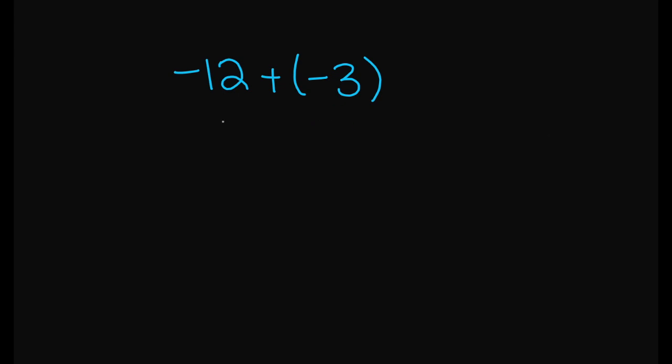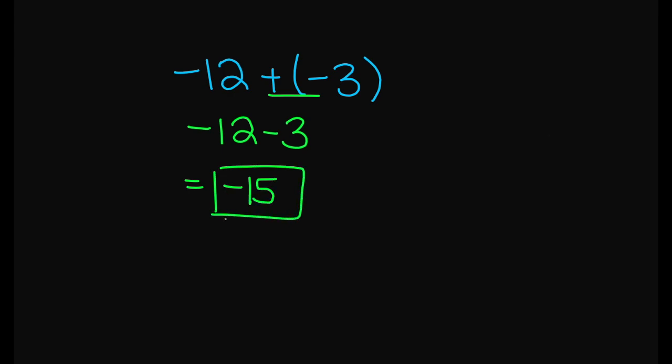-12 plus -3. This is going to be -12 minus 3, because of our plus and minus here. So we have -12 minus 3. This is going to equal -15. So your final answer here is -15. Remember for this here, we are adding the 12 plus the 3. However, my sign is still going to be negative.